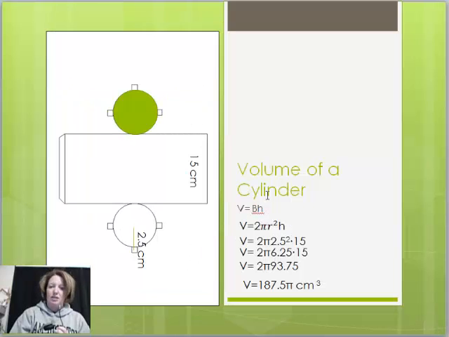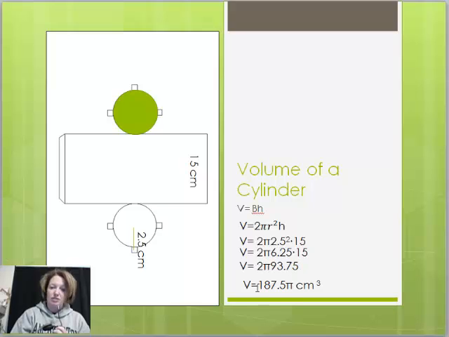So area of the base times the height. So how do I find the area of a circle? Well, the formula for area of a circle is pi r squared, but how many circles do I have? I have 2 circles. So that's where this 2 pi r squared h. So 2 times pi times my radius, which is 2.5 squared, times 15. This measurement from here to here on your cylinder is 15 centimeters. So 2 times 6 1/4 times 15. So 2 times pi times 93 3/4.